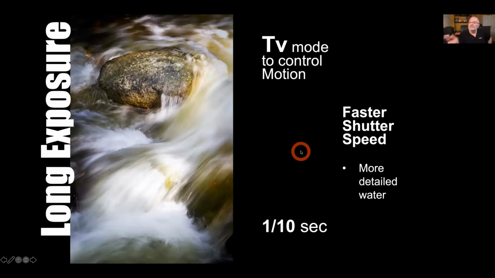So if it's motion, what mode am I going to be in? TV or shutter priority. Set my shutter speed. A faster shutter speed is going to freeze motion. So in this case, 1/10 of a second, more detailed water. So you're going to freeze these droplets.